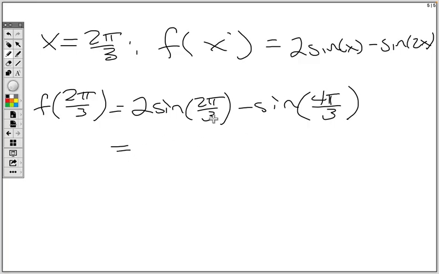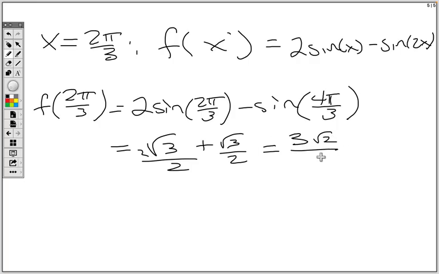Now the sine of 2 pi over 3 is square root 3 over 2, times 2 would be the square root of 3. The sine of 4 pi over 3 would be negative square root 3 over 2, but we're already subtracting it, so we'd be adding square root 3 over 2. So this is 2 root 3 over 2 plus another root 3 over 2, 3 root 3 over 2. So that's our local max.